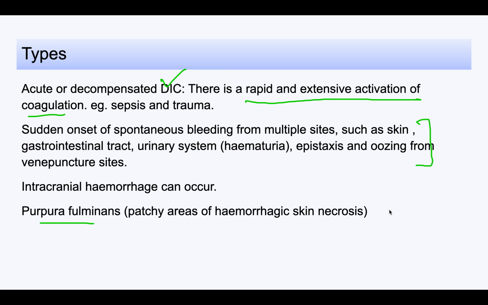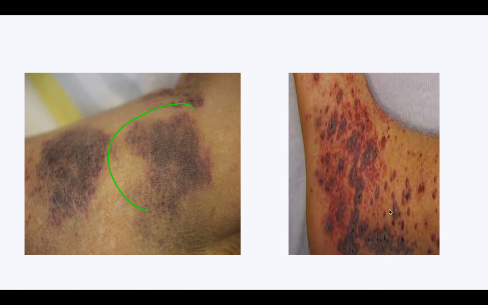Purpura fulminans can also be present, that is hemorrhagic skin necrosis. If you see over here, the patient can have a picture like this along with necrosis. This is known as purpura fulminans. So these are all the presentations of a patient of acute DIC.